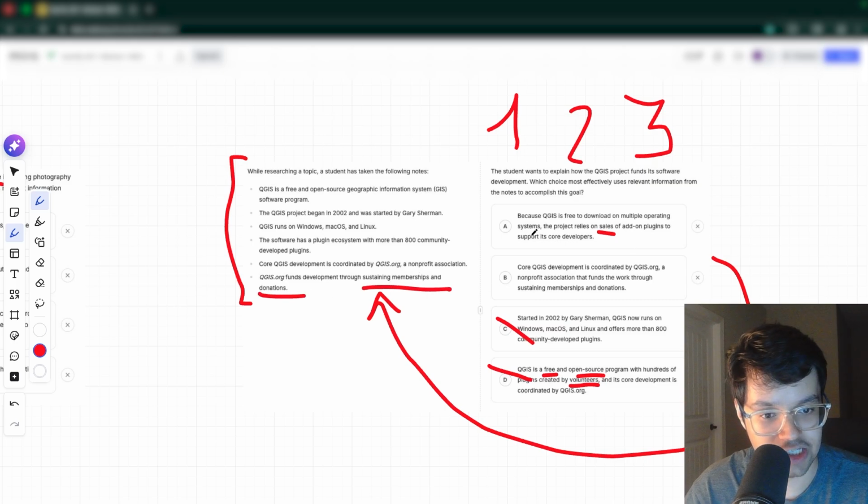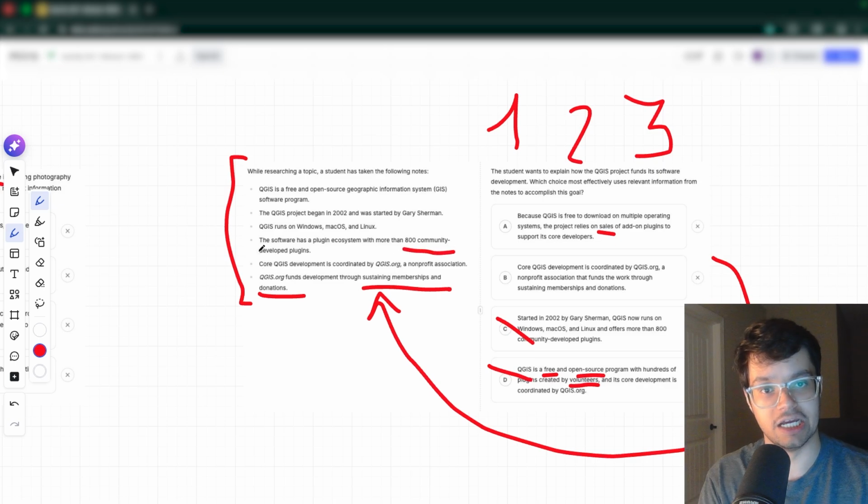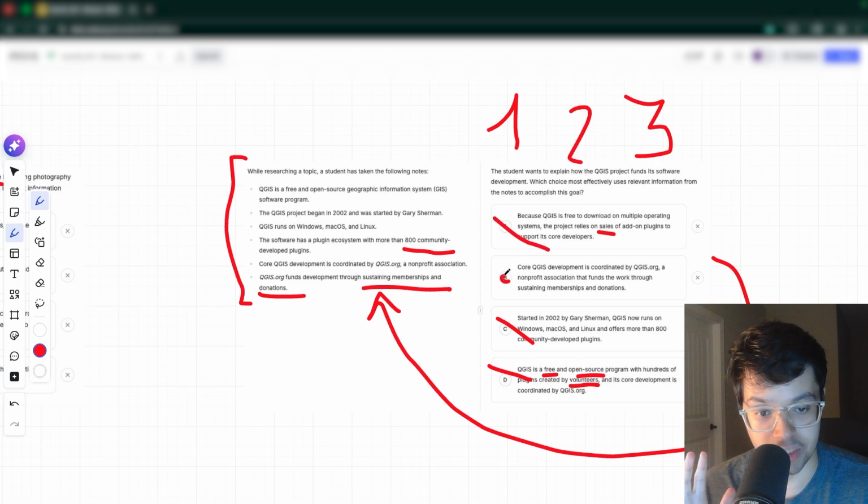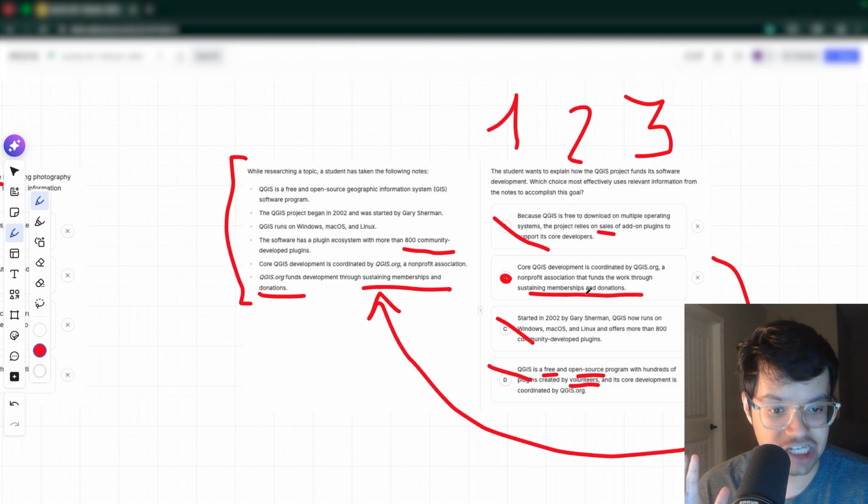We look at this here: it relies on sales of add-on plugins. Okay, that is not what it says. Nothing in here talks about add-on plugins. They don't even use that word. I mean, they say 800 community developed plugins, but that's not how they're getting money. We're looking for how they're getting money for their operations. So sales of add-on plugins, not it. So we're going to have to go for B because it says here sustaining memberships and donations. That's exactly right. So yes, B would be the right answer here.